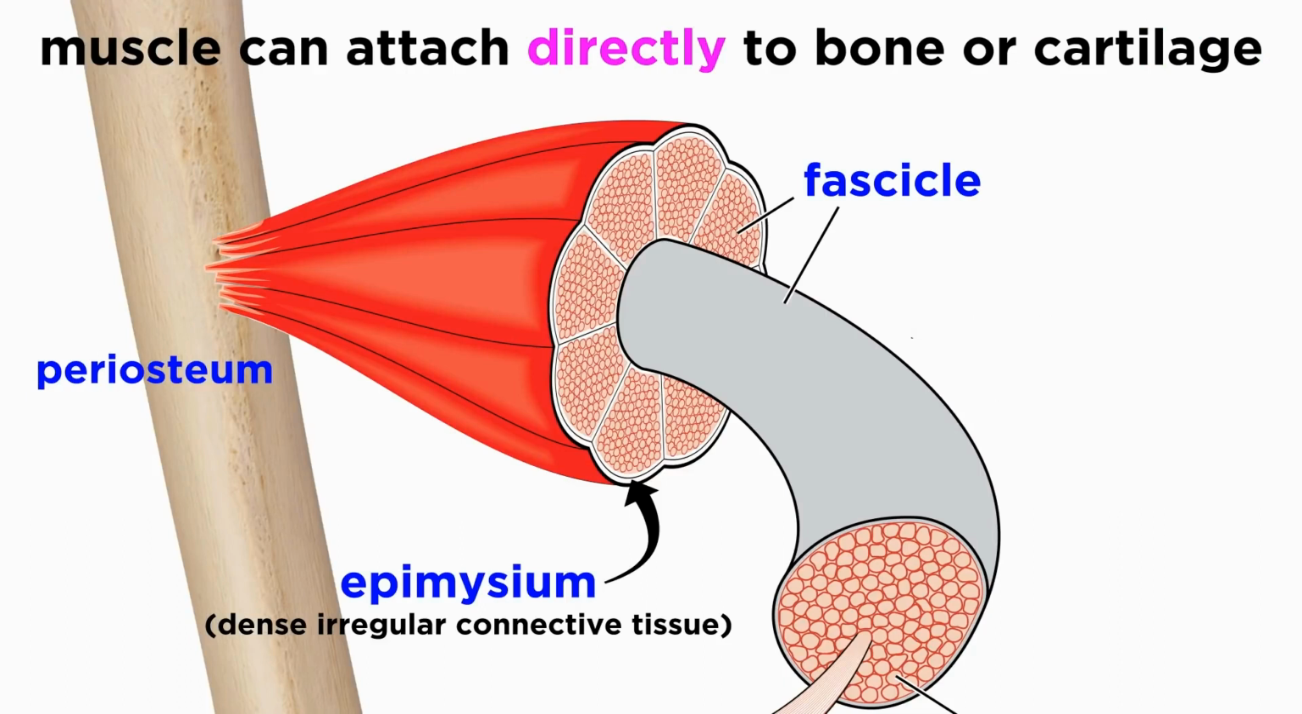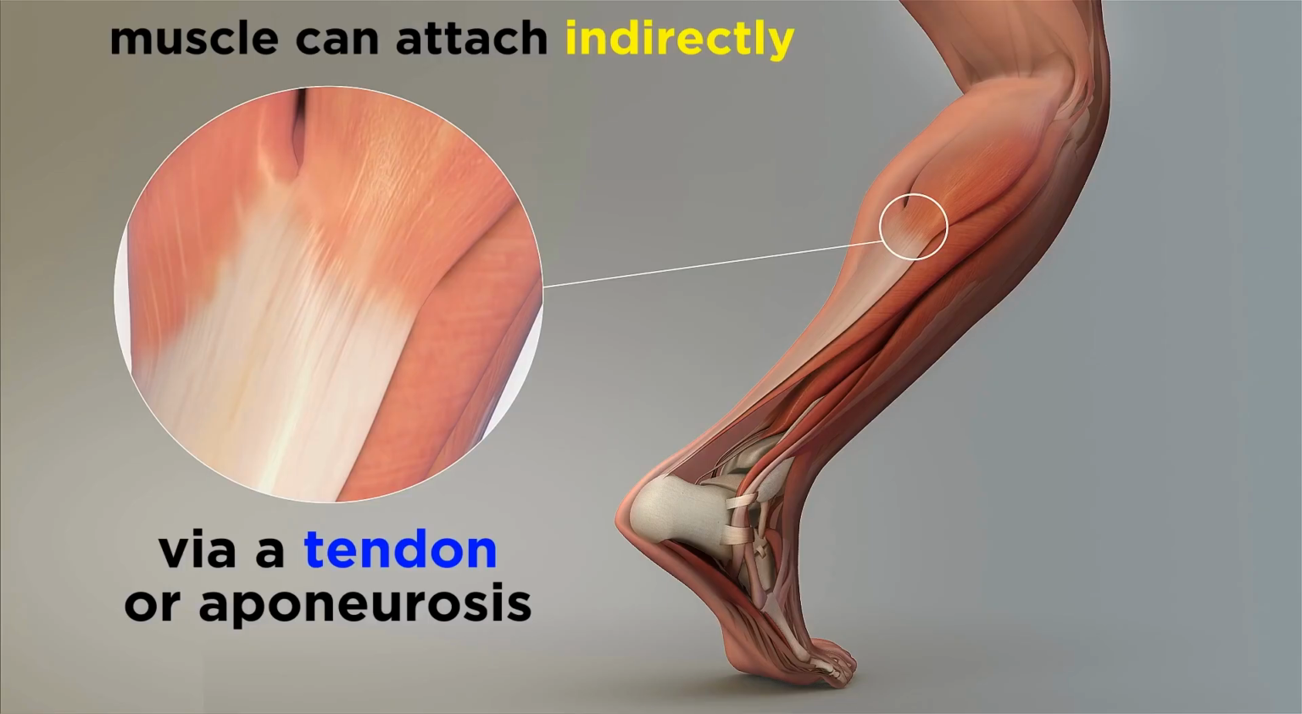Attachments can be direct, where the epimysium of the muscle is fused to the periosteum of a bone or perichondrium of a cartilage. Or it can be indirect, where the muscle's connective tissue extends beyond the muscle as a rope-like tendon, or a sheet-like aponeurosis, which anchors to a skeletal element or other muscles.